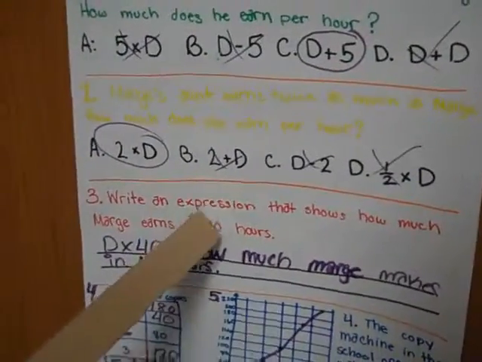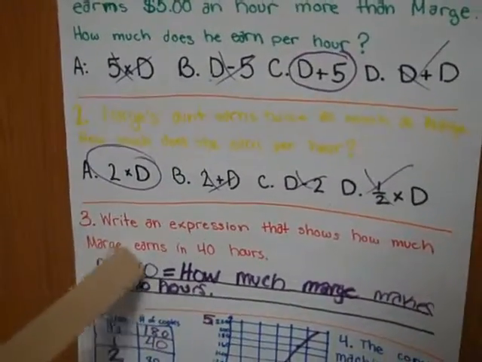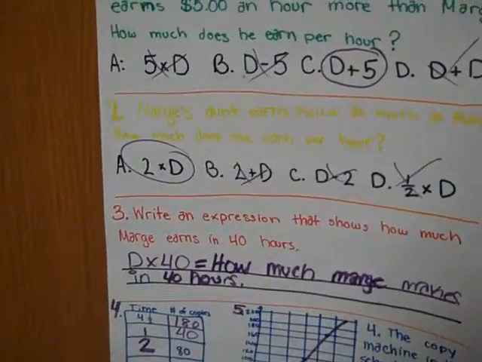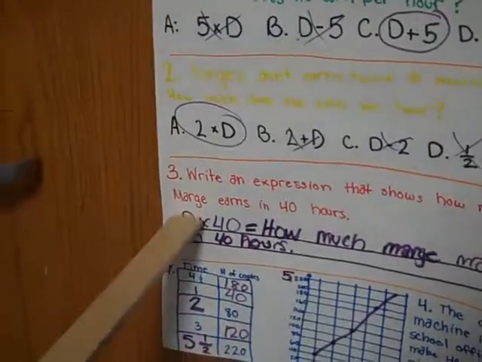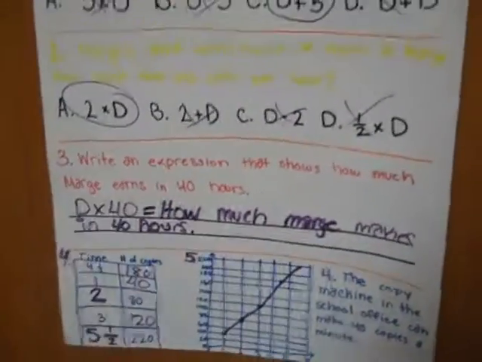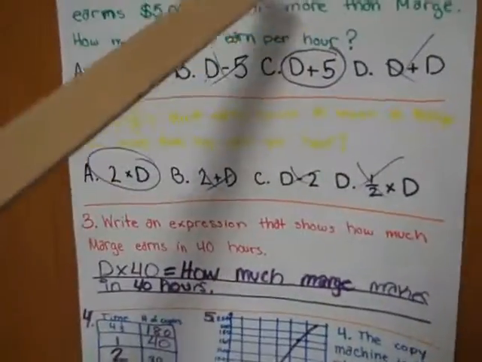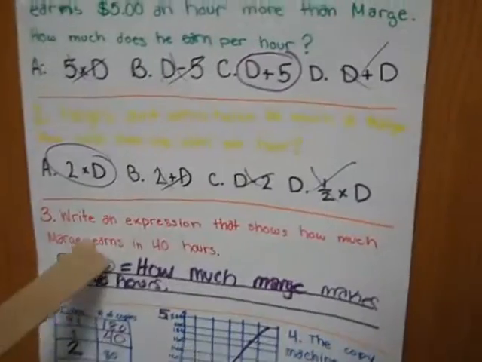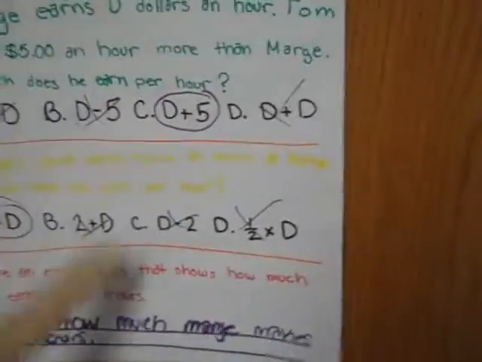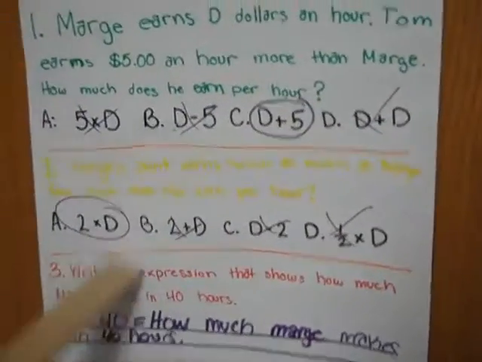Number 3. Write an expression that shows how much Marge earns in 40 hours. Well, I wrote D times 40 equals how much Marge makes in 40 hours. Because D is how much she makes in 1 hour, and then 40 hours. So you do D times 40.